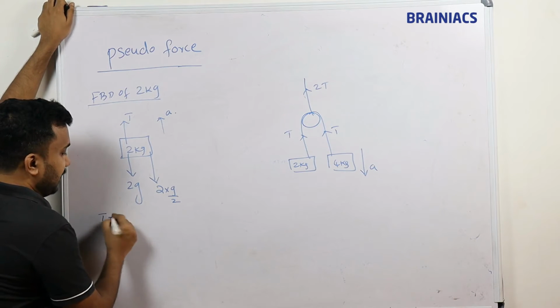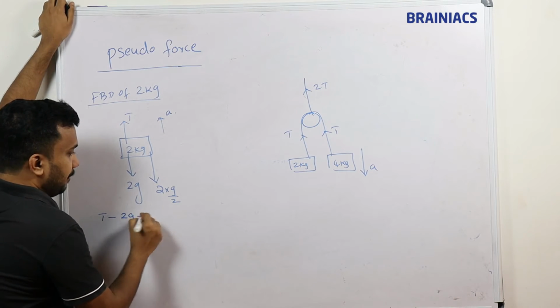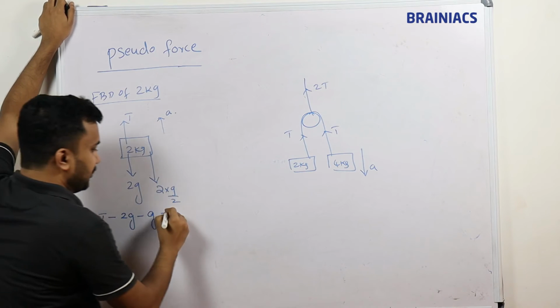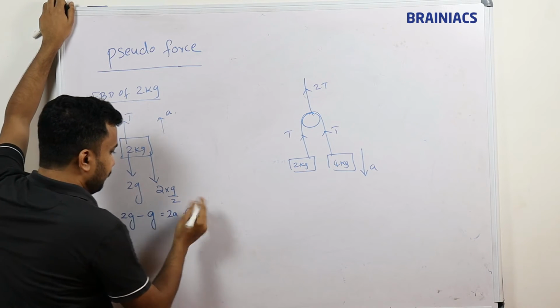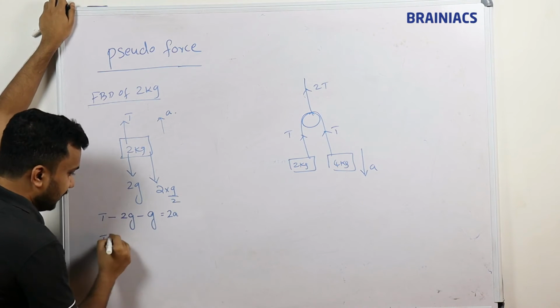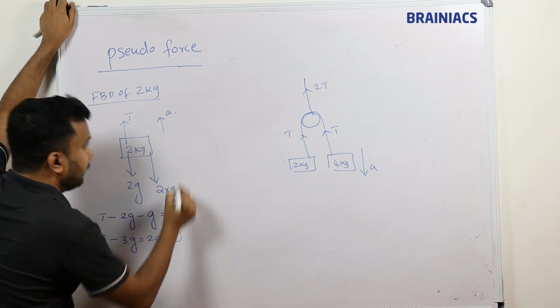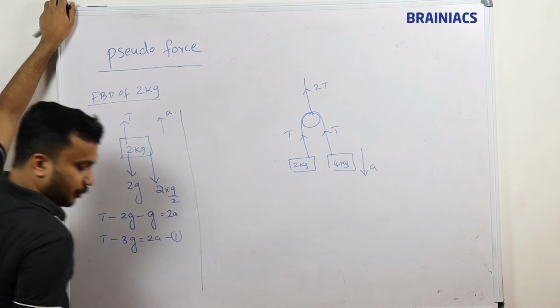I am assuming T minus 2g minus 2 into g by 2 is equal to MA. MA means 2a. Equation number 1. We will simplify this a little bit. So T minus 3g is equal to 2a. Equation number 1. We'll go to the second free body diagram.